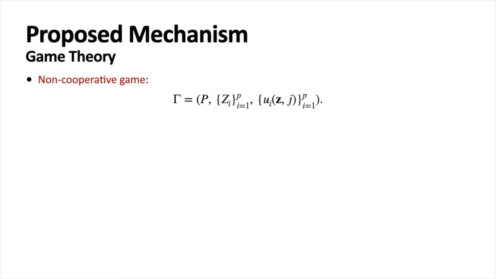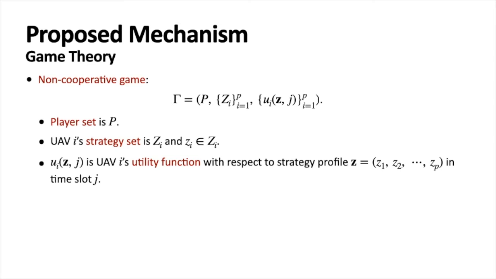The problem is first formulated into a non-cooperative game like this. In this game, gamma, there are three basic elements. The first one is the player set, which is all UAVs. The second one is every UAV's strategy set. And the last one is every UAV's utility function regarding other UAVs' strategies in time slot J. To explain clearly, a total of 4 cases will be brought up.